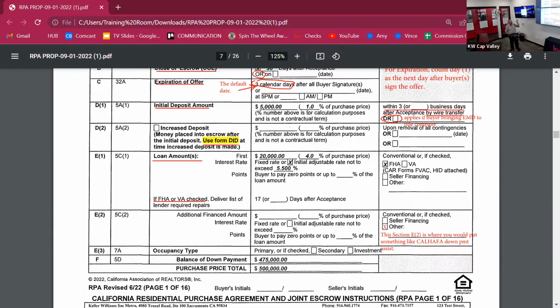So this 5,000 is 1%. If they went 15,000, that would be 3% of the purchase price. That would be the maximum the seller can retain. Does that mean that the buyer is limited to putting up 15,000 as a deposit?